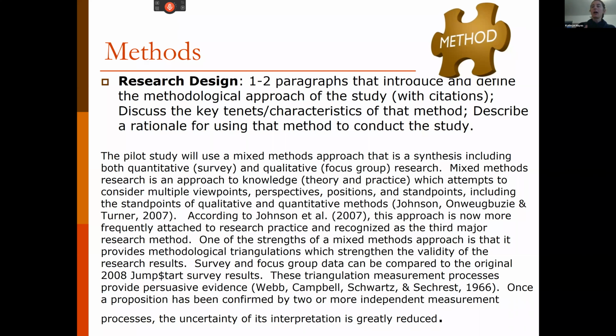All right. And he talks about triangulation. Triangulation of measures provides persuasive evidence. Now, notice, there's actually quite a lot of rationale describing why mixed methods is the best approach here. And also notice that he is citing a number of people.